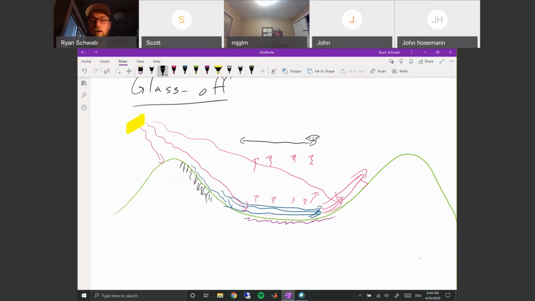It's known as magic air because it does just feel magical. It's usually very smooth, very laminar. Feels like boating on a glassed off lake. That's why they call it glass off.